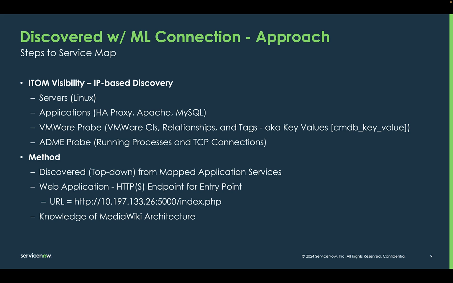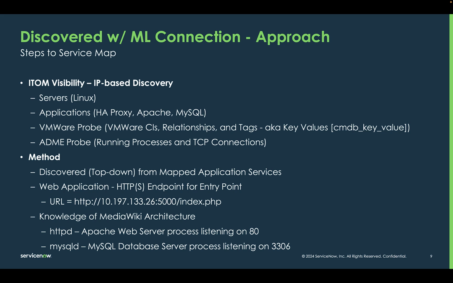You still need to have a knowledge of the MediaWiki architecture to know all the components. In this particular case, the source of our connection is the Apache web process that's running and listening on port 80, as well as knowing the MySQL server process running on port 3306. This becomes the vital data that machine learning leverages to create that connection suggestion.